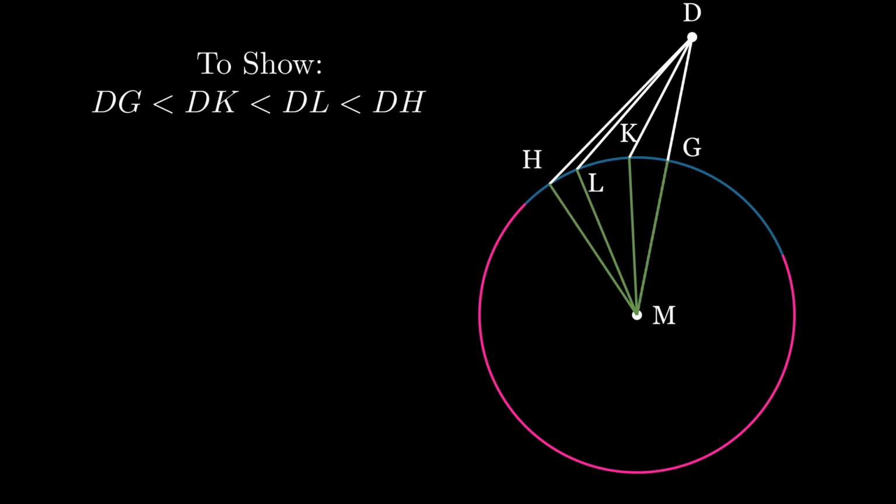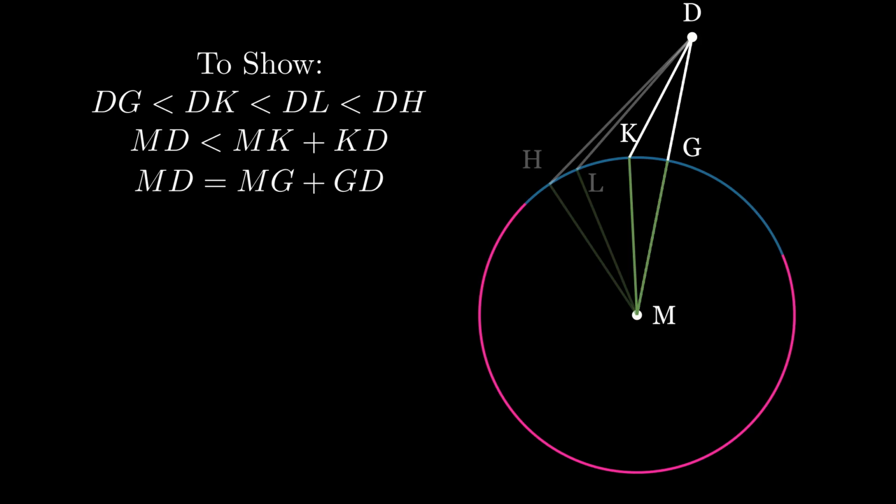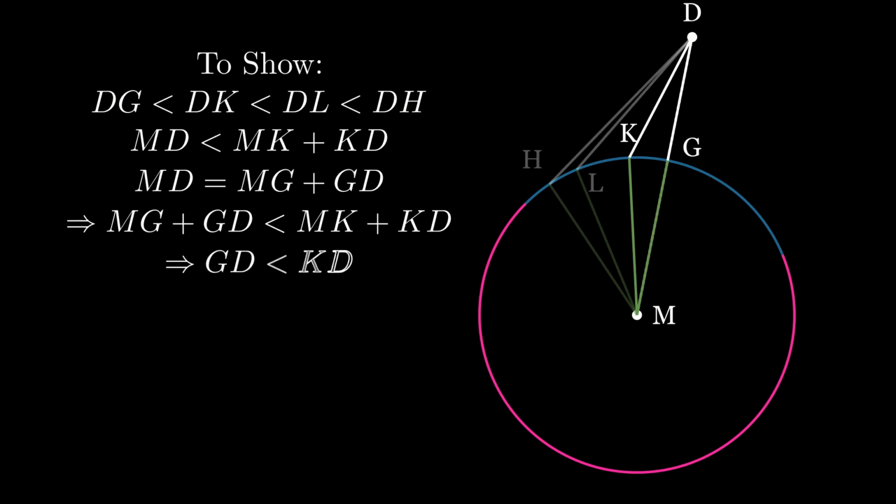Let's first prove that DG is less than DK. Now we know that MD is less than MK plus KD, but MD is equal to MG plus GD, so MG plus GD is less than MK plus KD, and if we subtract MG, which is equal to MK, from both sides, we find that GD is less than KD.